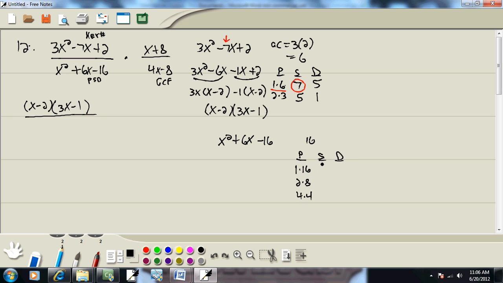In the S column, we'll add those together. 1 plus 16 is 17. 2 plus 8 is 10. 4 plus 4 is 8. In the difference column, we'll subtract the smaller from the larger. 16 minus 1 gives 15. 8 minus 2 is 6. And 4 minus 4 is 0. The number we're looking for is the number in our middle term, which is 6, which is right here. Which means we're going to use 2 and 8 in our answer.